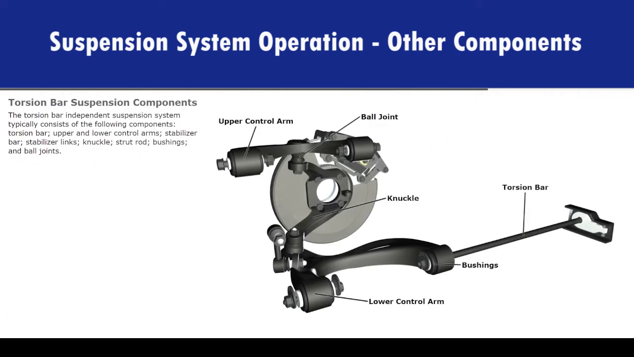The torsion bar independent suspension system typically consists of the following components: torsion bar, upper and lower control arms, stabilizer bar, stabilizer links, knuckle, strut rod, bushings, and ball joints.